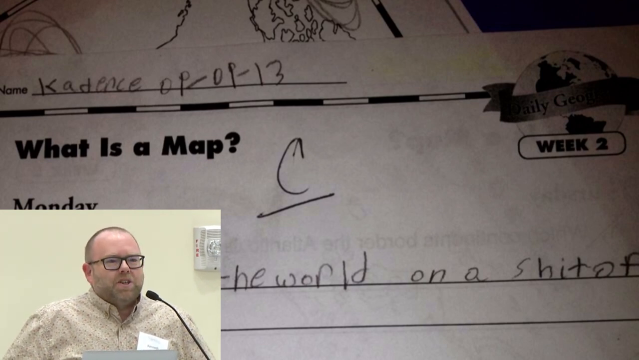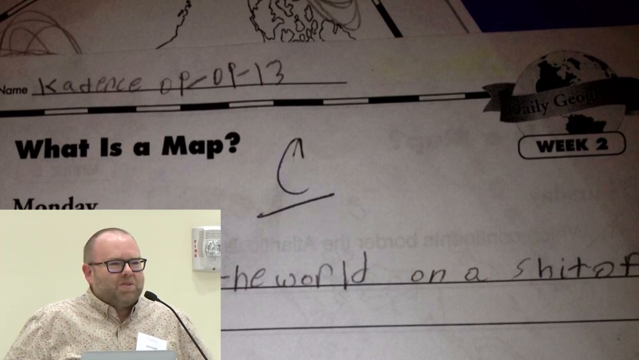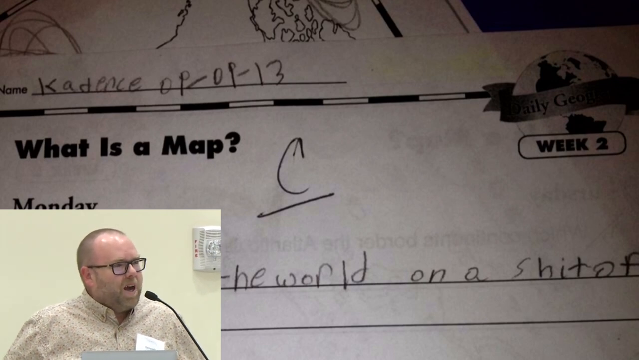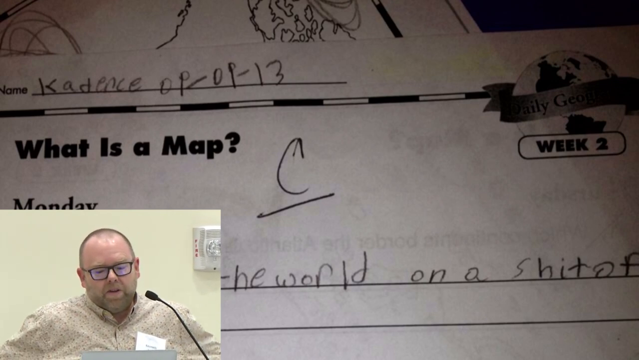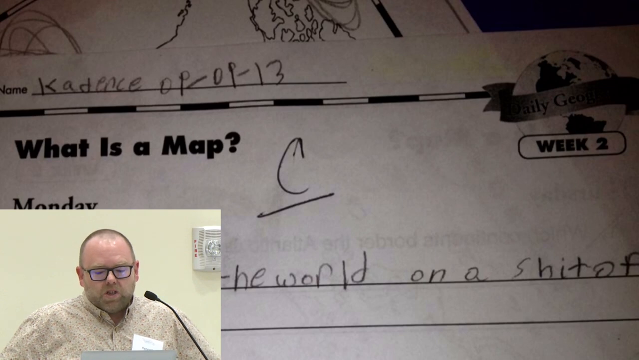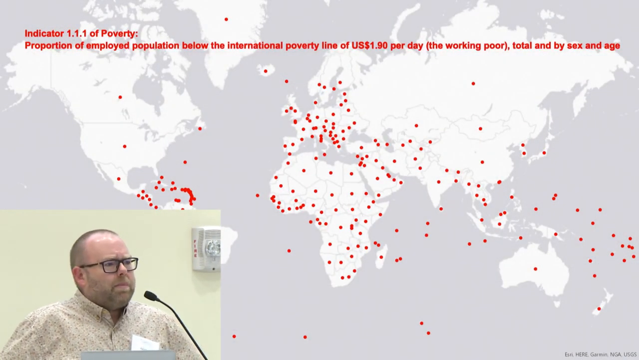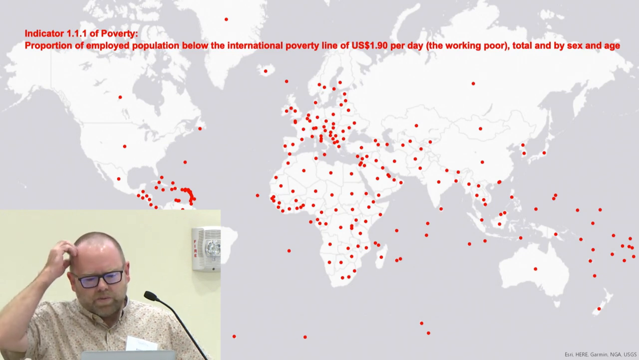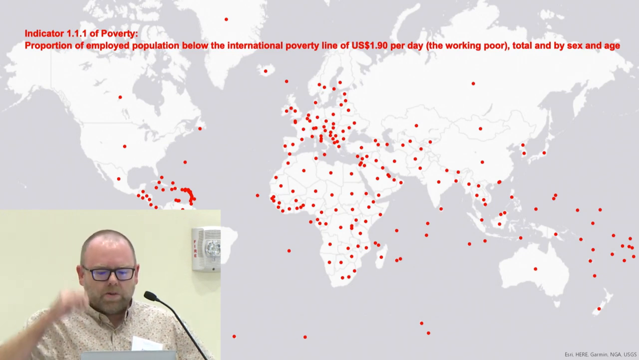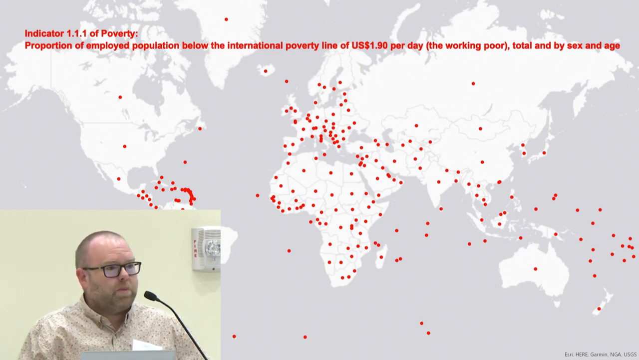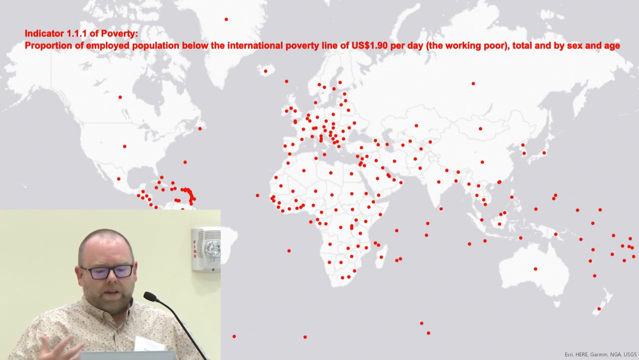So let's start with the definition. I'm still standing, which means I know something about maps, hopefully. This is a definition of cartography. We always have to start with the definition. And what I'm going to show you is a map. Here's a map, and this one is one of the UN Sustainable Development Goals on employed people below the international poverty line. Let's make a map. Let's make a great map.